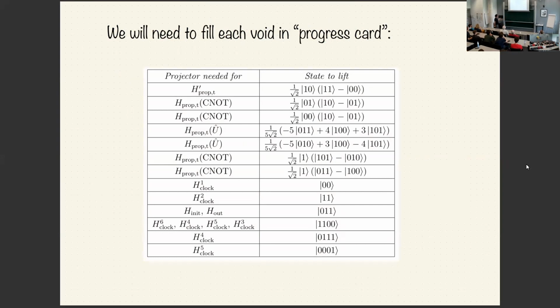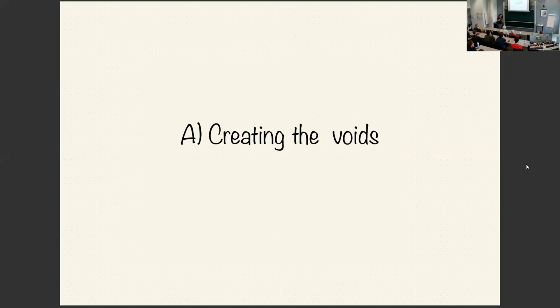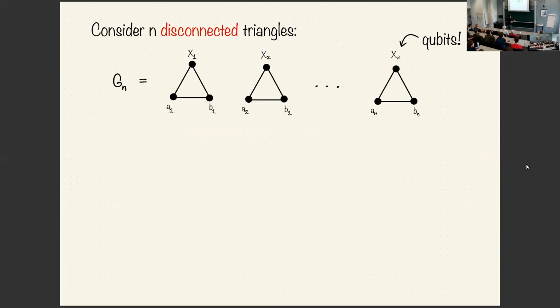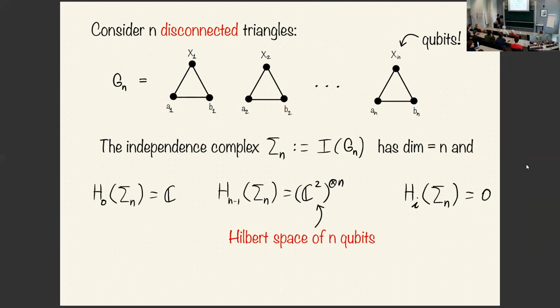So what we have to do is identify these holes in our G's, and they're entangled in some way, I'll describe. First step: we have to create the G's and make the holes. So this is how the G's is created, and this goes back to the example I showed before. Consider n disconnected triangles. These will be my n qubits. My Hilbert space is 2 to the n dimensional.